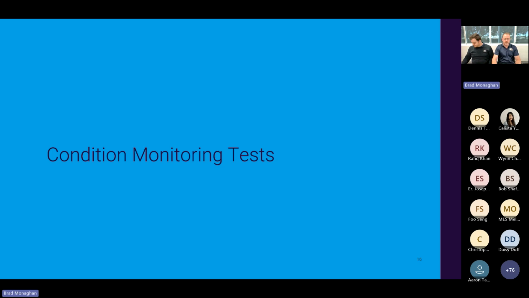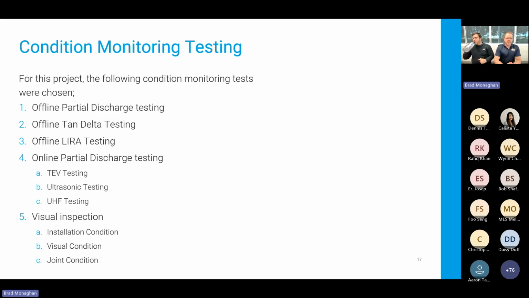Okay, so the condition monitoring tests. For this project, the following tests were chosen. We did offline PD, offline tan delta, and offline Lyra testing. Then we also did online PD tests, that is, while all the cables were in normal service. For that, we did TEV testing, ultrasonic testing, and UHF testing, and we ran those tests while we were doing a visual inspection of the cables.